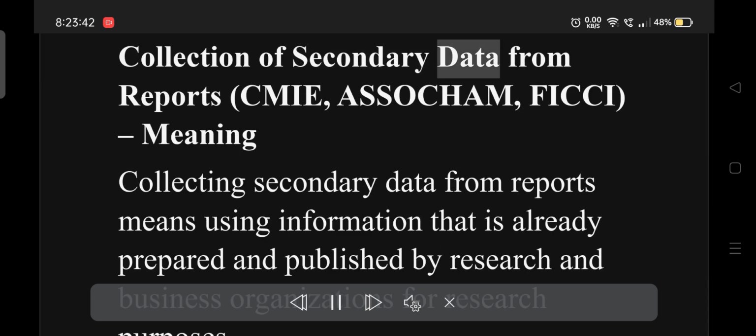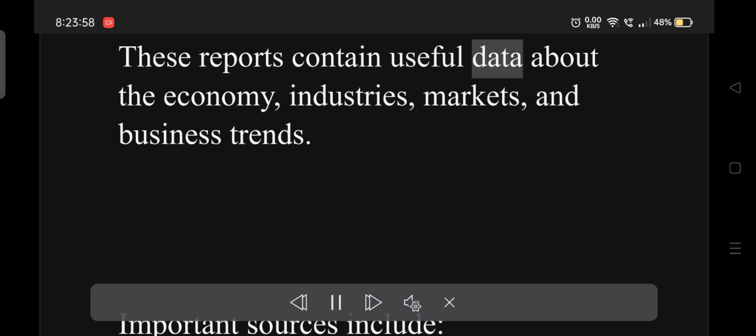Collection of secondary data from reports, CMIE, ASSOCHAM, FICCI, meaning. Collecting secondary data from reports means using information that is already prepared and published by research and business organizations for research purposes. These reports contain useful data about the economy, industries, markets, and business trends.